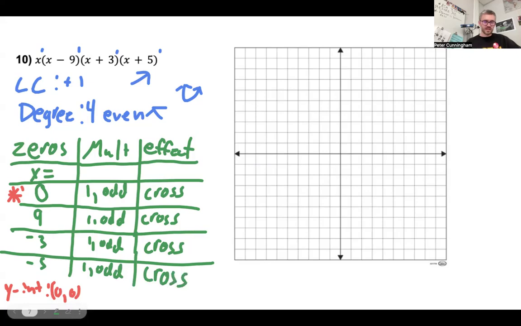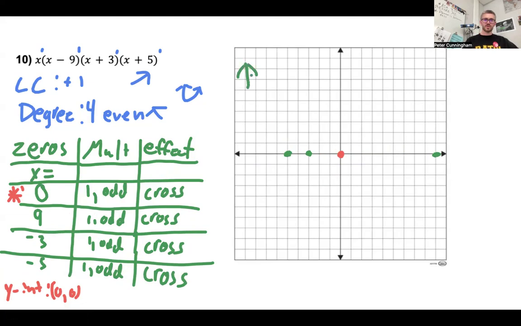So I'm glad I didn't need a lot of room for my y-intercept. Reason being, everything times 0 is going to be 0. Glad I didn't need a lot of room because kind of out of room. So I'll mark that origin there, and then let's mark the other zeros. That would be +9, 1, 2, 3, 4, 5, 6, 7, 8, 9. -3, 1, 2, 3. -5. I'm going up, up, right?